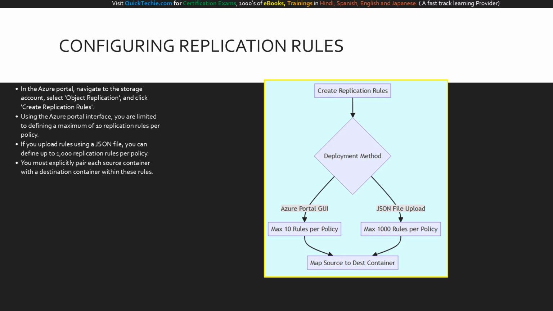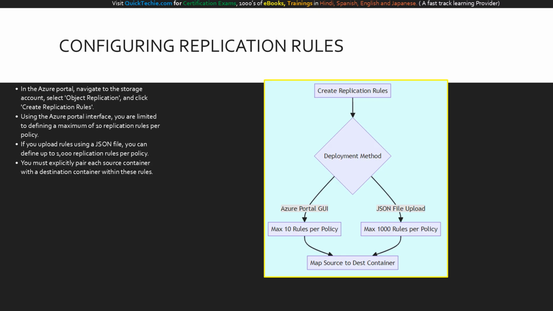If you are building these rules manually using the Azure portal GUI, you can only define up to 10 replication rules per policy. If your enterprise requires massive scale, you bypass this limit by defining your rules programmatically in a JSON file and uploading it. Using the JSON upload method, Azure allows you to scale up to an impressive 1,000 replication rules per single policy.